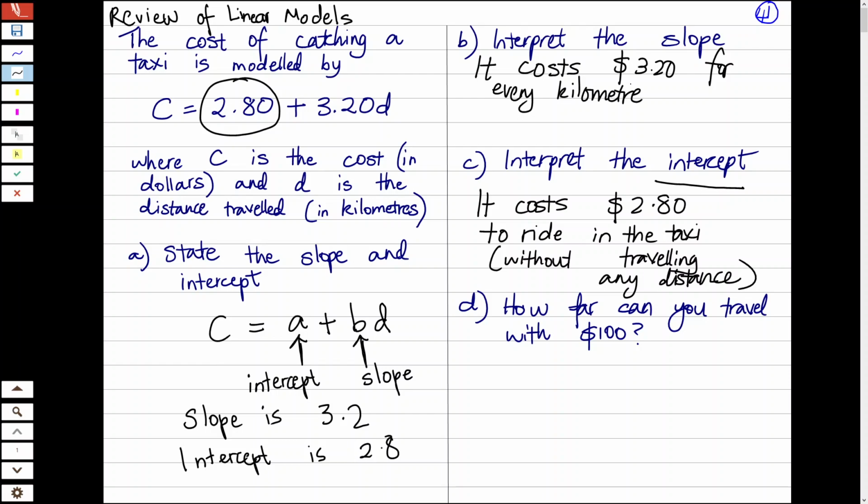Have you ridden in a taxi before? No, yeah. Okay, so when you get in the taxi, there's already money being charged to you. That's what this $2.80 is. So then what's the 3.20? That's per kilometer, so every kilometer you go, you add that on. Every kilometer you go, they're charging $3.20 extra. Oh, that's such a rip off. Yeah, so I've obviously made this up. Okay, it is a rip off, isn't it?